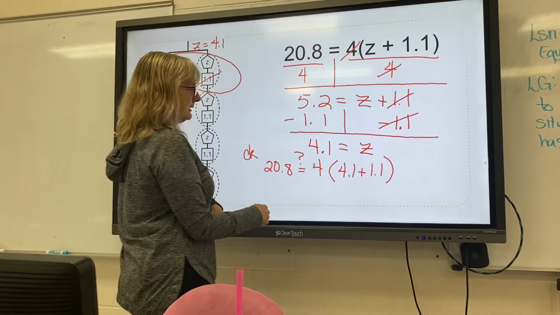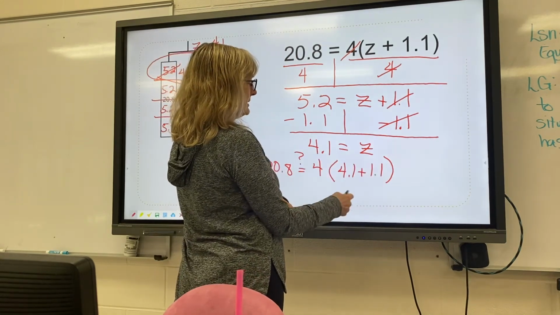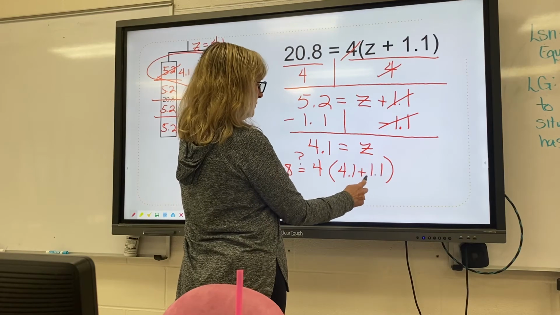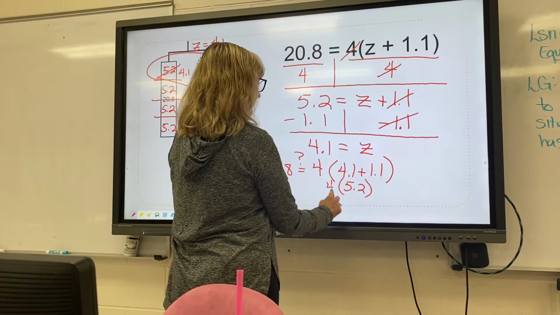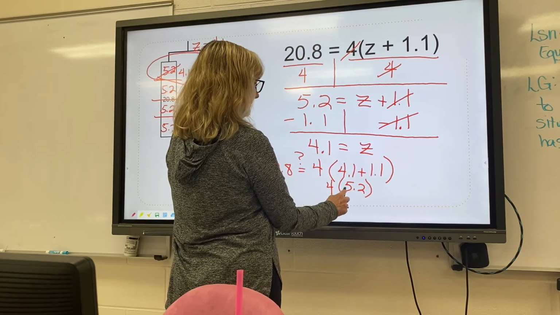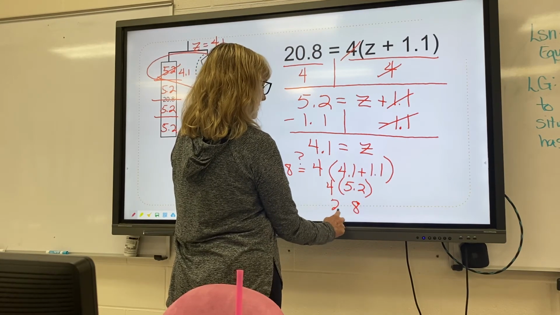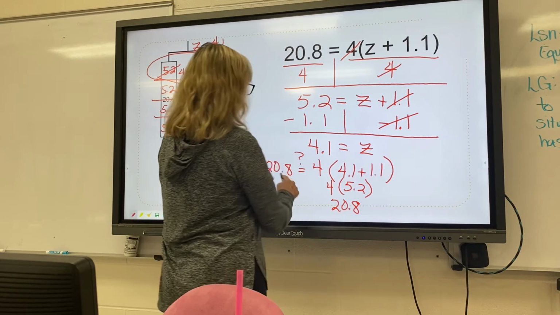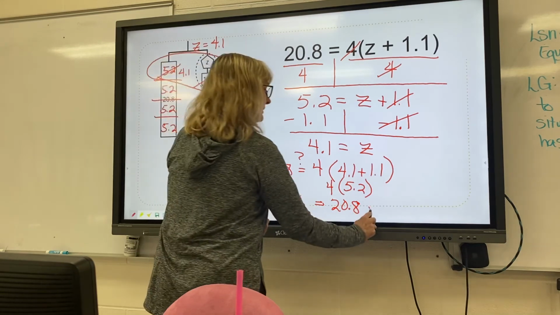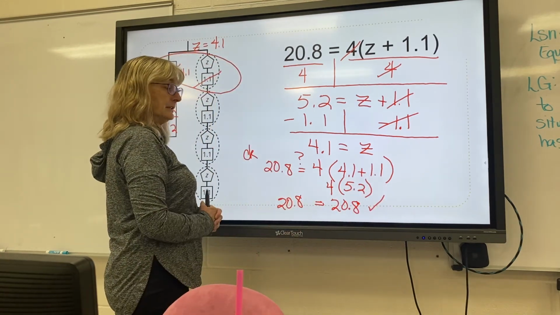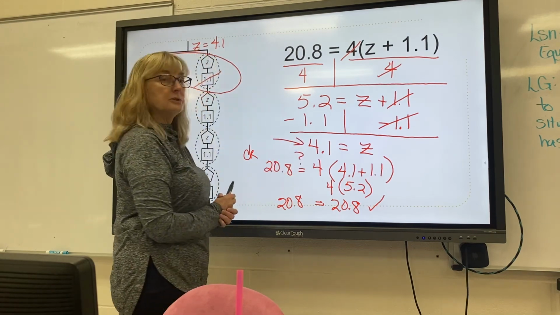Well, we already got this solved over here, so we're over here. Remember, you do your grouping symbols first, and parentheses are grouping. 4.1 plus 1.1 is 5.2, and that's going to get multiplied by 4. 4 times 5.2, 4 times 2 is 8, 4 times 5 is 20, 1 decimal point, and we do get 20.8 is equal to 20.8. So we know our solution right here, our solution is correct.